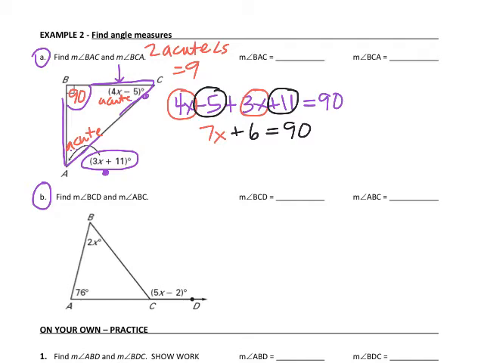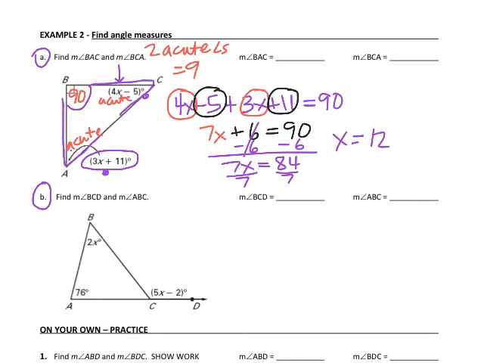All right, and now I can subtract the 6 from the left and also the right. That cancels. I have 7x equals 84. And if I divide by 7, I end up seeing that x is going to be 12.